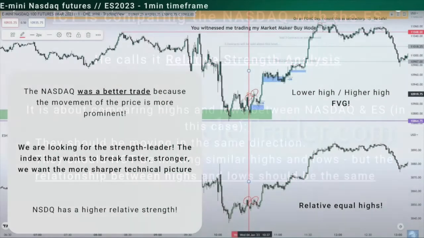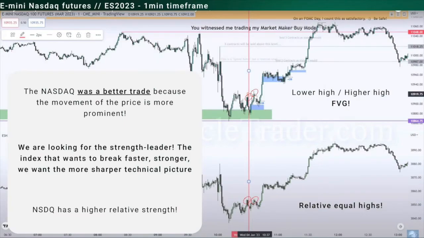Okay, now going back to what we have seen just before. The Nasdaq was a much better trade because the movement of the price is more prominent, is stronger. We are looking for the strength leader, the index that wants to break faster, stronger, and we actually want the sharper technical picture. The Nasdaq in this case has a higher relative strength.